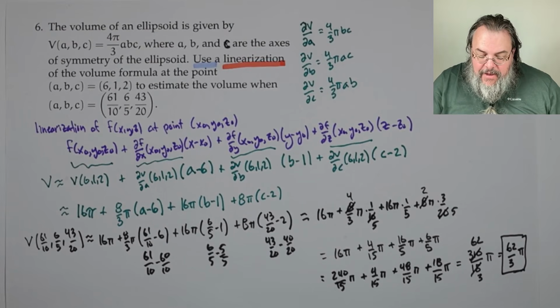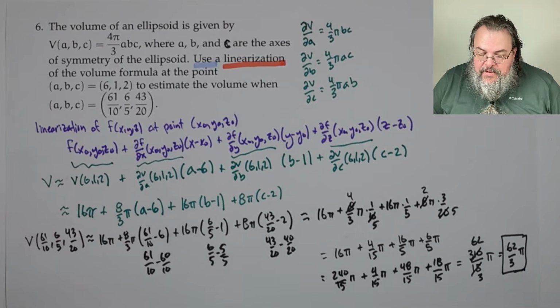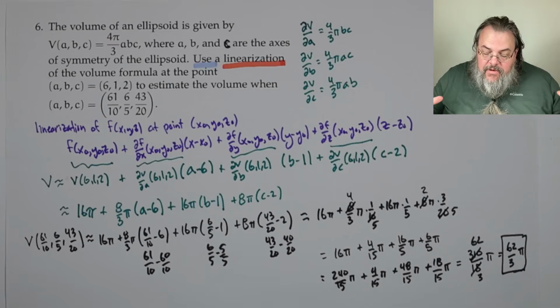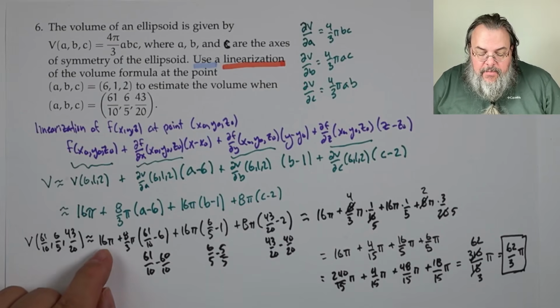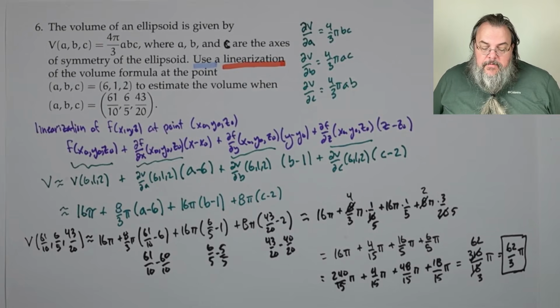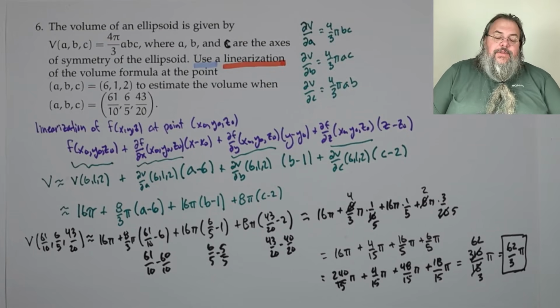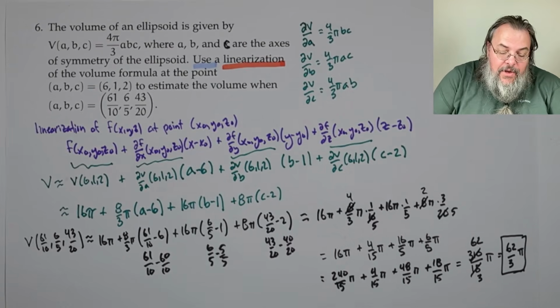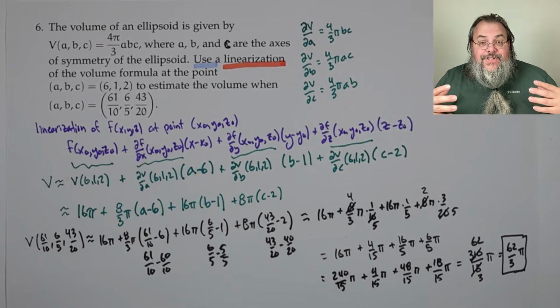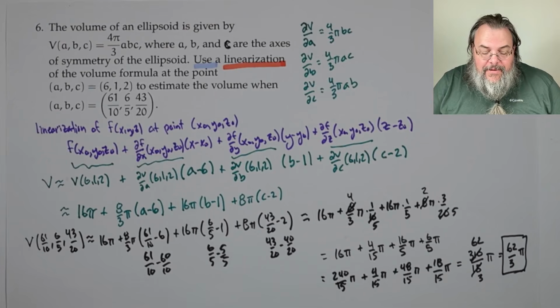Well, that's the answer. So we see that we got an estimate of 62 thirds pi. Now, is this reasonable? Well, we're comparing it to 16 pi, and how does that compare? Well, it's bigger. 16 pi is 48/3 pi. And you'll notice we stretched in each direction. So yeah, that's a pretty reasonable answer. And there you go.